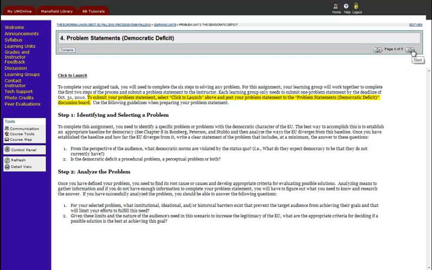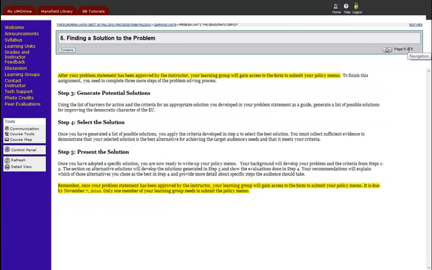Eventually, students develop a problem statement, what they really think is the true issue of democratic legitimacy in the EU and why it's a challenge, why it needs to be addressed. And then they develop a solution and eventually write or submit a memo to me as a group, those learning groups, a memo that identifies how to solve the problem. And that is essentially the course in a nutshell.